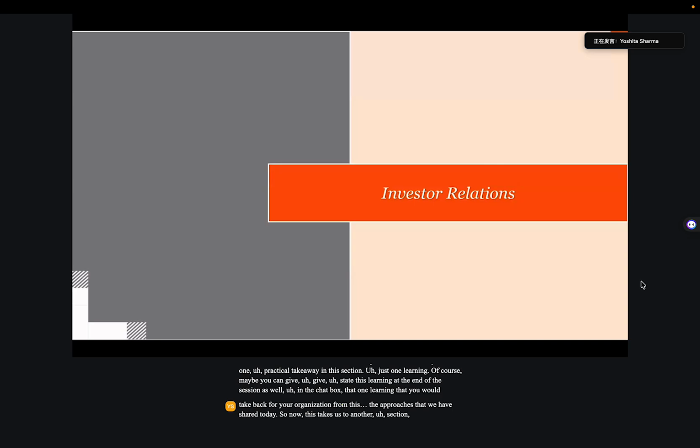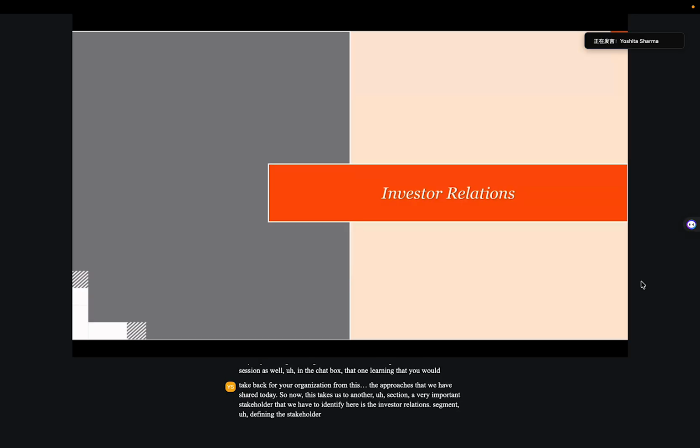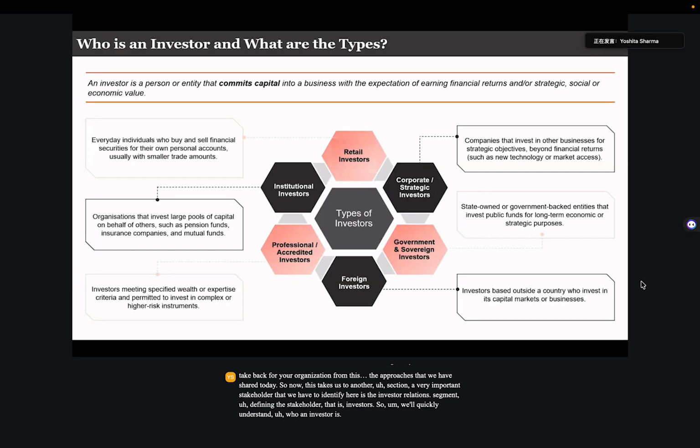A very important stakeholder that we have to identify here is the investor relations segment, defining the stakeholder, that is investors. So we'll quickly understand who an investor is before we go deeper into the investor relations section. At its core, an investor is anyone who commits capital to an organization with the expectation of earning returns, right? It could be strategic, financial, even social.